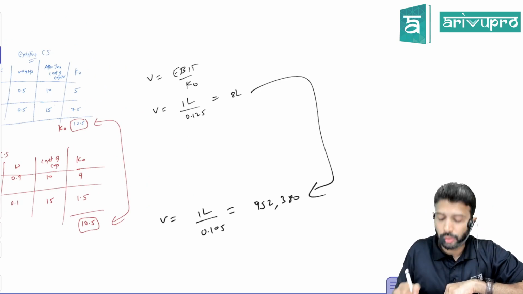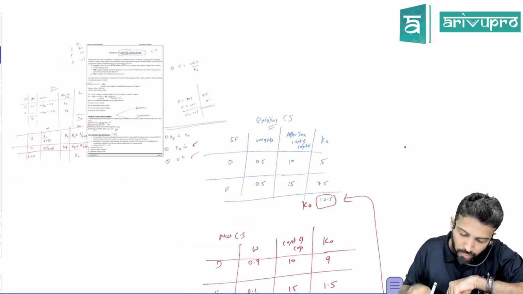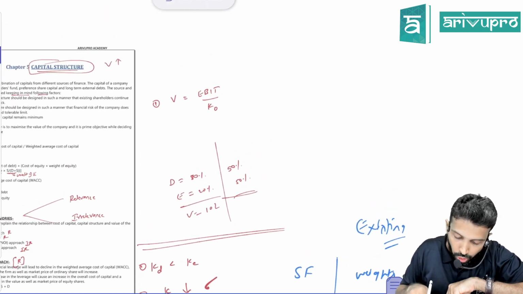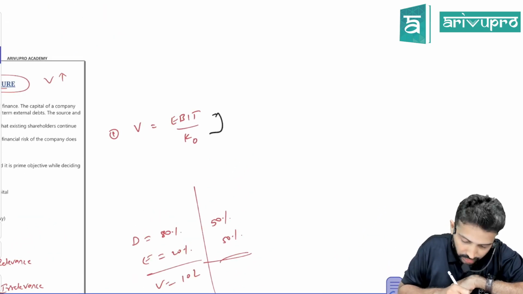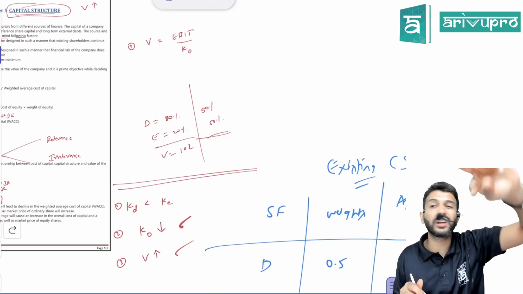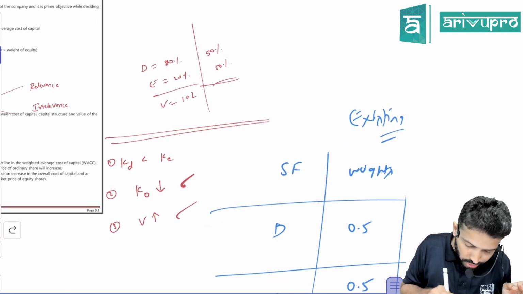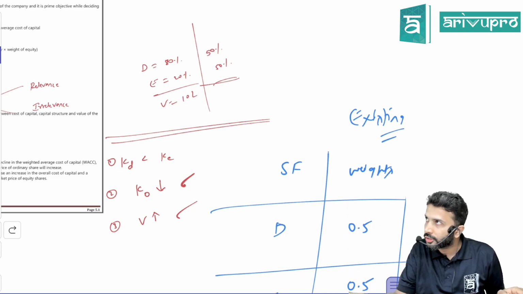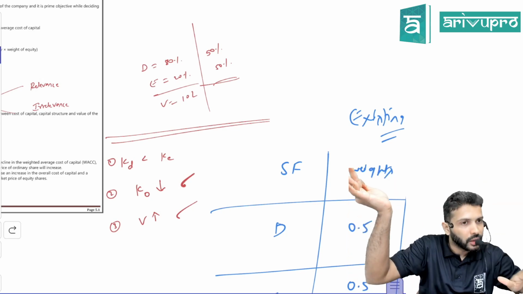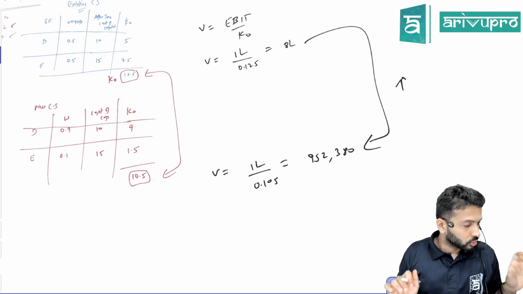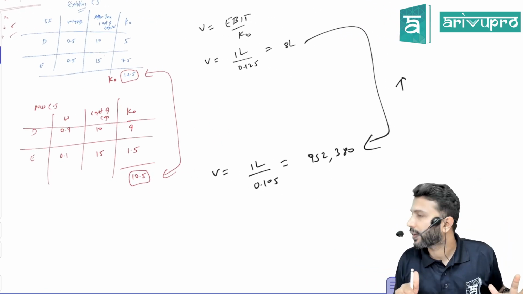So it increased or reduced? It increased. What have I written over here? Value of the firm will increase. Basically, cost of capital and value of the firm have an inverse, or ulta, relationship. If cost of capital reduces, value of the firm will increase. If cost of capital increases, value of the firm will reduce. Now we have numbers to back that. Any doubt, sir?